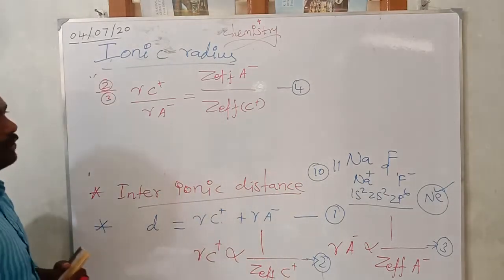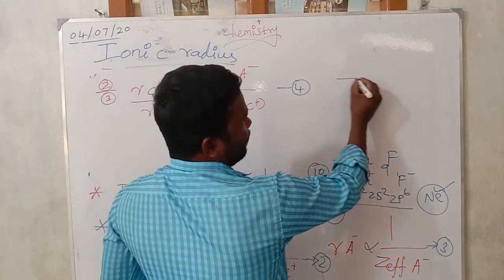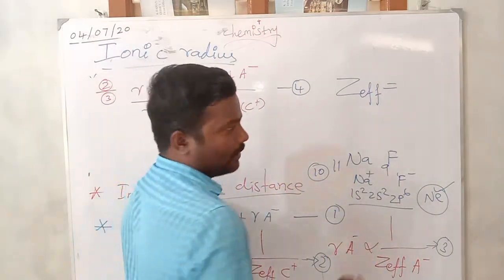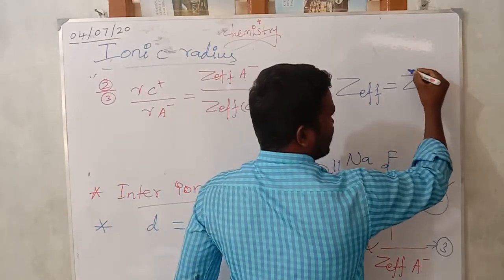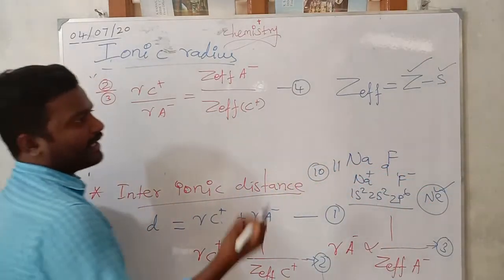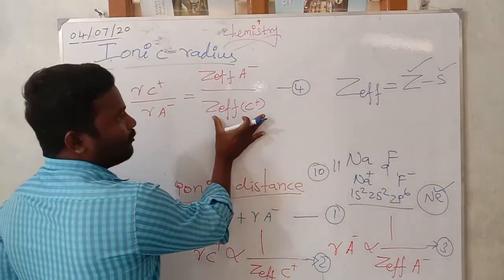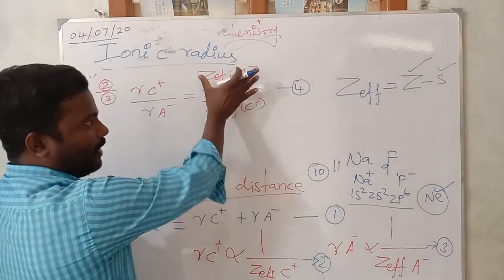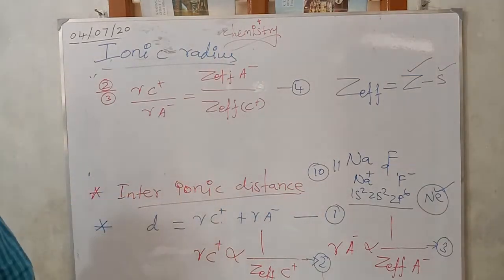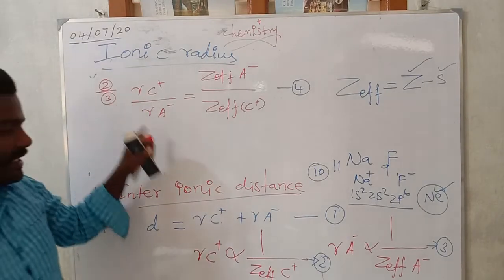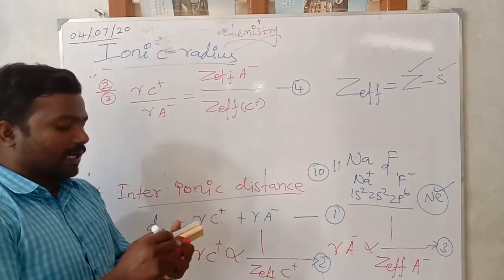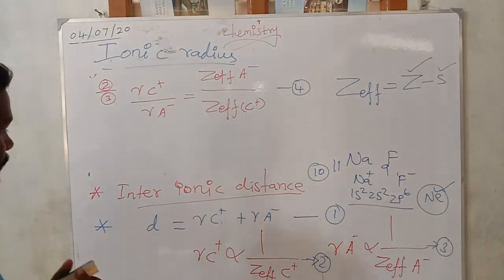One more relation we already know, my dear students. In the previous class itself we learned the general formula to find the effective nuclear charge: Z minus S. What is Z? Atomic number. What is S? Screening constant. So if you know the screening constant value, we can find the effective nuclear charge of anion and effective nuclear charge of cation. If you apply that value, we can find any one radius by applying this in equation 1. So all those things we can learn by taking one example, right?